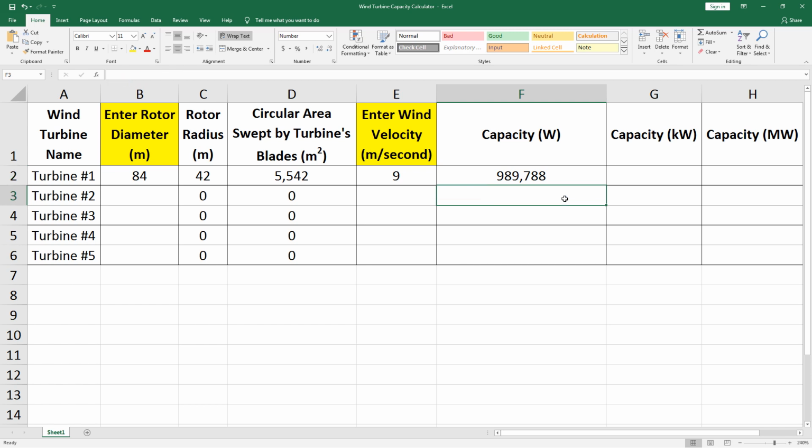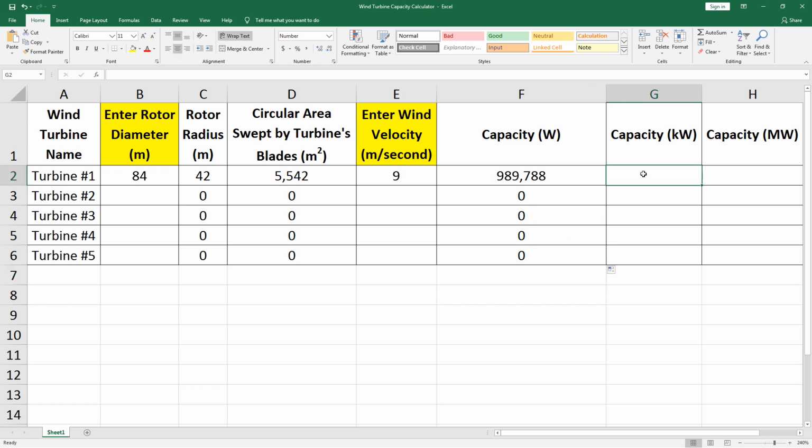Duplicate this formula for rows 3 through 6 by clicking and dragging the small green square in cell F2 all the way to cell F6. Notice that since there are currently zeros in several cells, the formula yields 0 for cells F3 through F6.